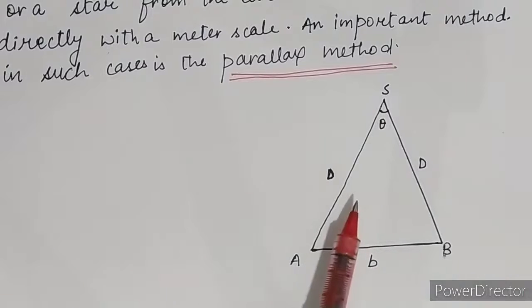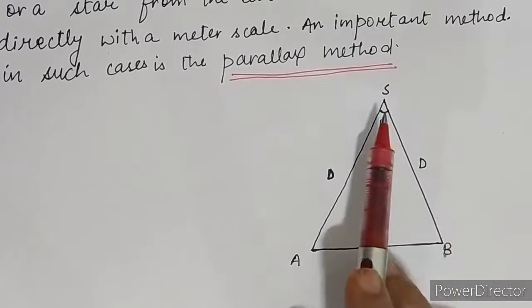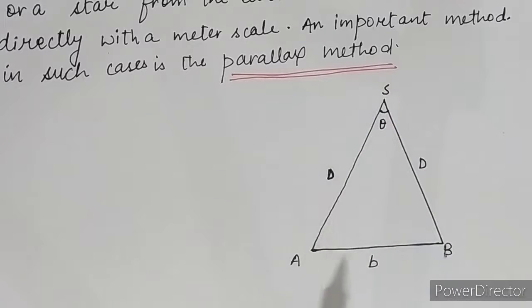So to measure the distance d of a faraway planet, suppose here there is a planet, so we use this parallax method, and we have to observe it from two different positions, A and B, on the earth.